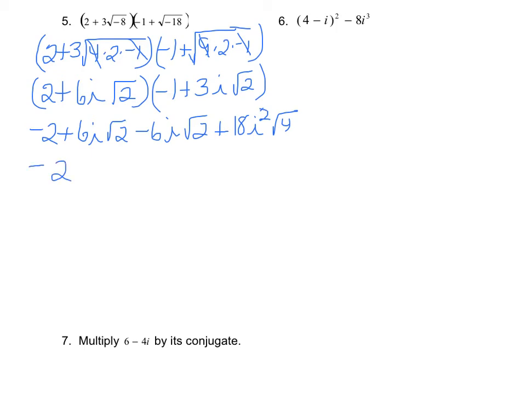All right, let's see what we've got here. Negative 2 comes down. A positive 6i radical 2 minus 6i radical 2 will cancel each other out. Even though it wasn't dots up there, those two guys are still going to cancel each other out. So what else do we have here? Plus 18i squared is a negative 1, and the square root of 4 is 2. So we actually have negative 2 plus 18 times a negative 1 times a positive 2 will give me a negative 36.